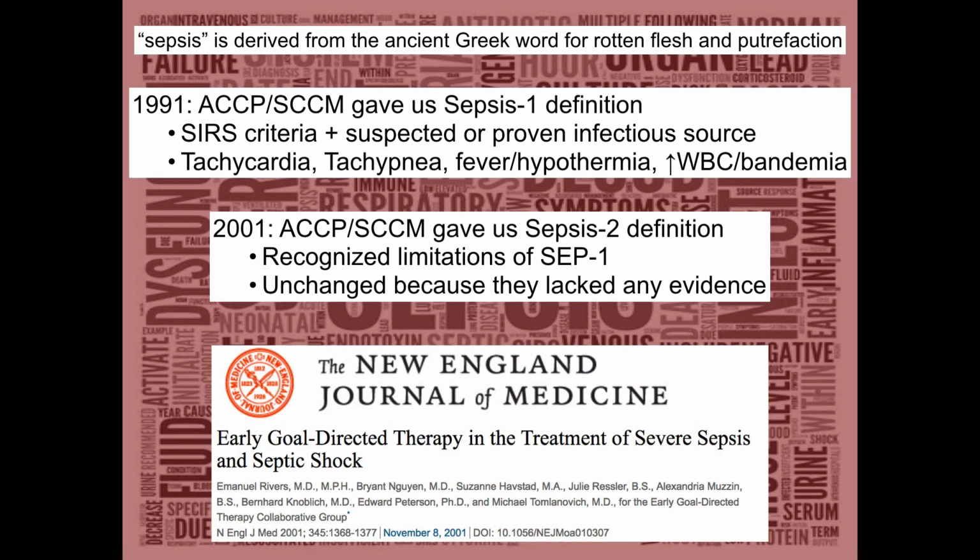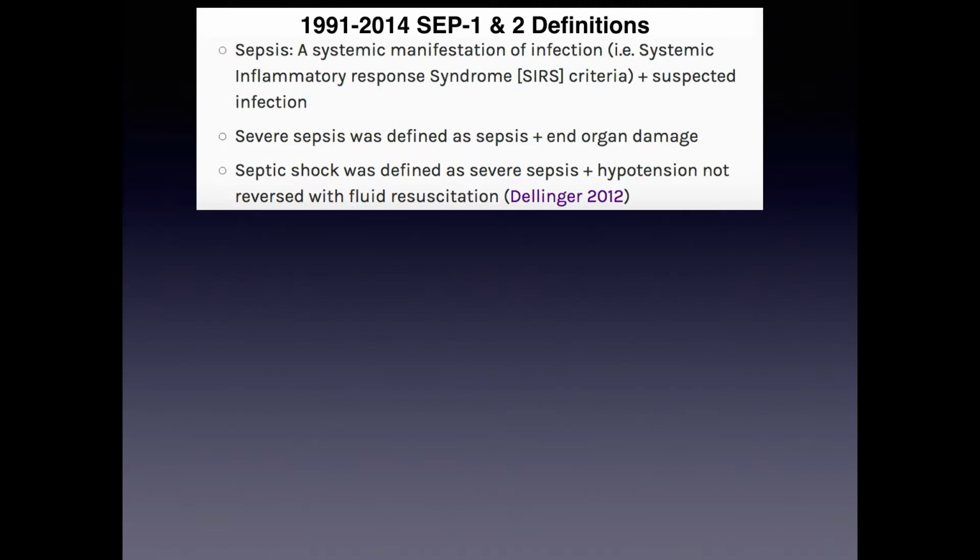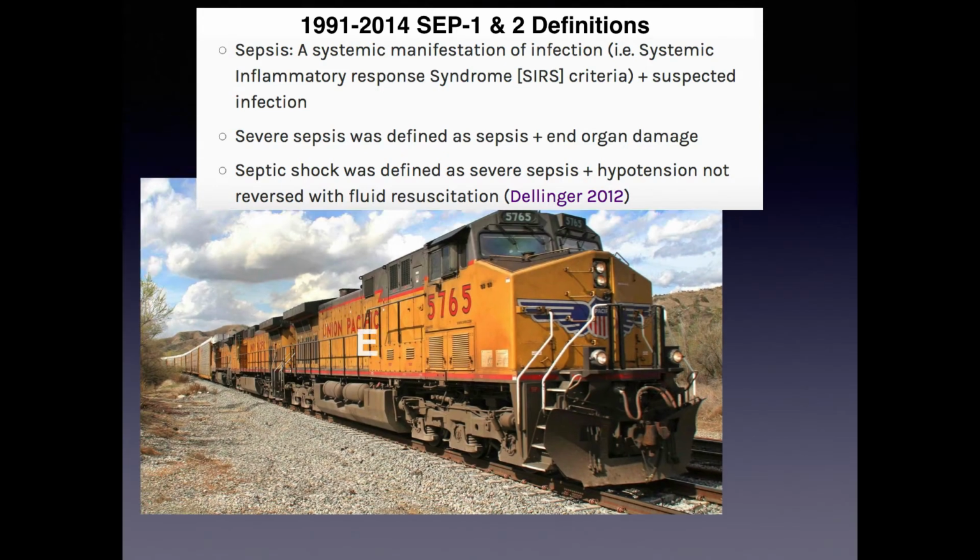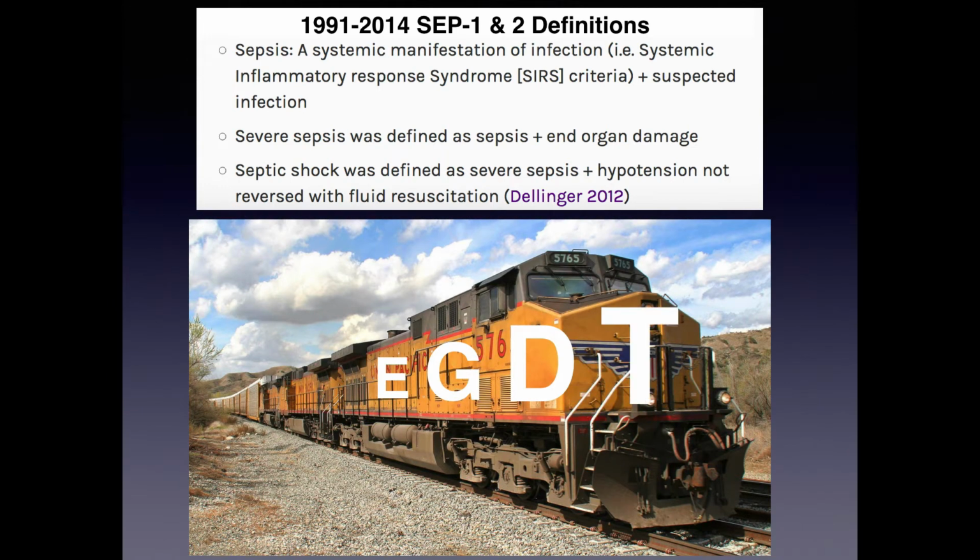And then in 2001, this small little study Manny Rivers did, early goal-directed therapy, was printed up in this little tiny medical journal, New England Journal. And we've been operating on the Manny Rivers protocol, early goal-directed therapy, starting then. So for about 20 years, we've been functioning on sepsis 1, sepsis 2, with the categories of sepsis, severe sepsis, and septic shock. And we've all been riding the early goal-directed therapy train, up until around 2014 or so.